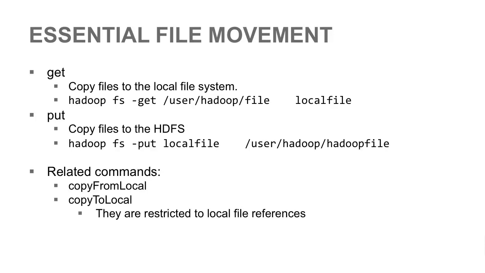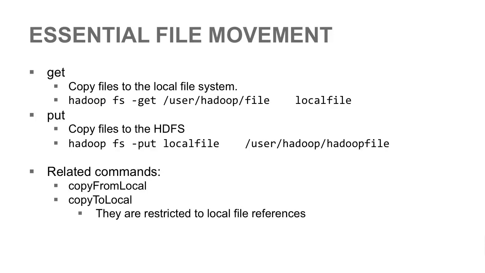There is hadoop, then fs, we are dealing with file system, and then there is a -get. After that, we have the file in HDFS, and the second parameter is the name of the file in your local file system. Put command is doing the opposite thing. It is going to copy file from one machine into the HDFS, and you can see here the example of how that looks like.